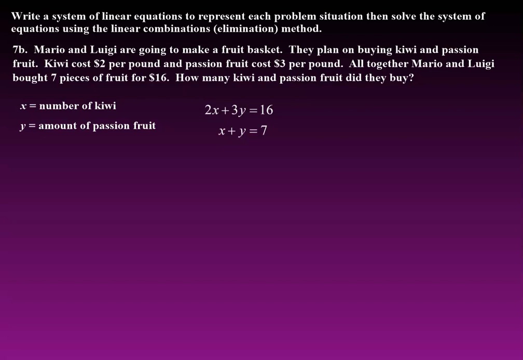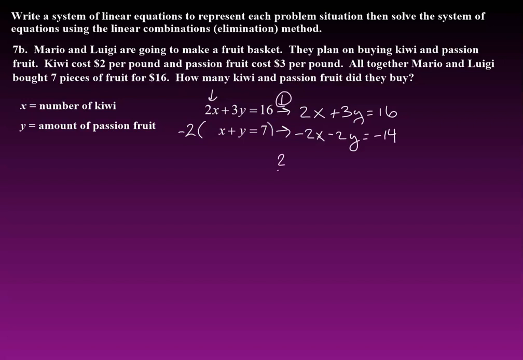We can get rid of x or y, it really doesn't matter. I'll just go ahead and get rid of x. In order to get rid of the x, the second equation needs to be multiplied by -2, because otherwise they won't cancel. So we get 2x plus 3y equals 16, and then we get -2x minus 2y equals -14.